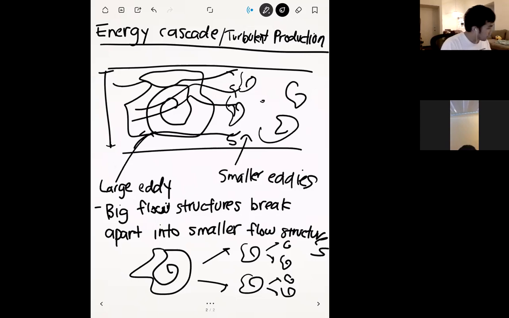Yep. Okay. And so whenever you have these large eddies and they break up into smaller ones, the way that we usually describe that is that we say that the kinetic energy from the big eddies is being passed to the smaller eddies. And that phrasing is key to understanding the energy cascade.